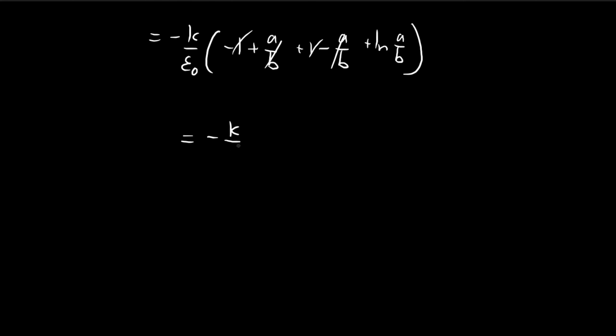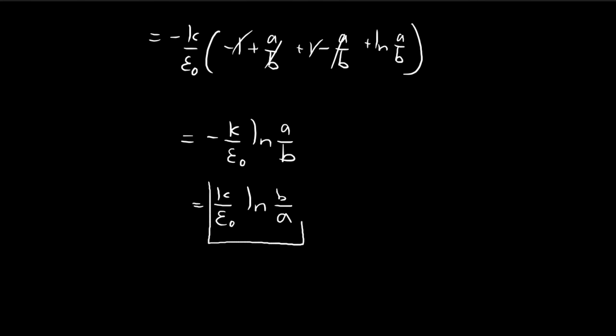So we have negative k over epsilon, negative natural log a over b. And we can get rid of the negative sign by switching the order of the fraction. So there we have it. This is the potential at the very center of the configuration. So this is the answer.